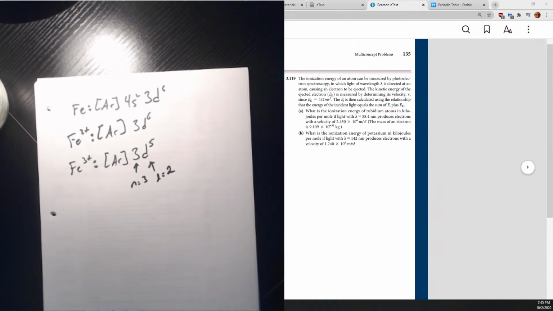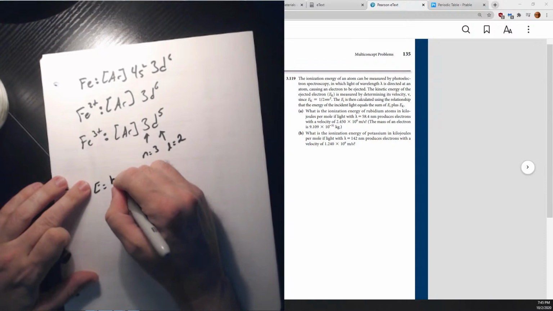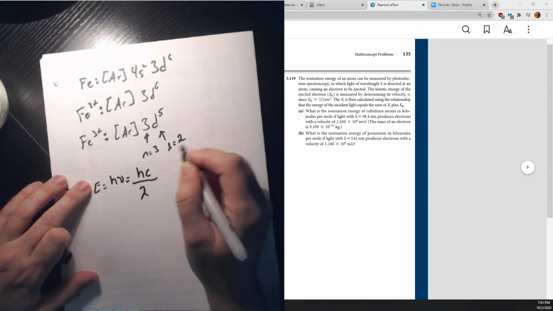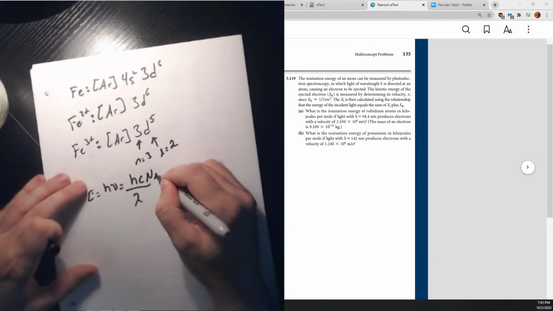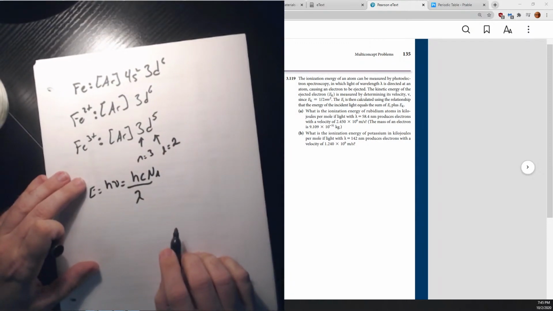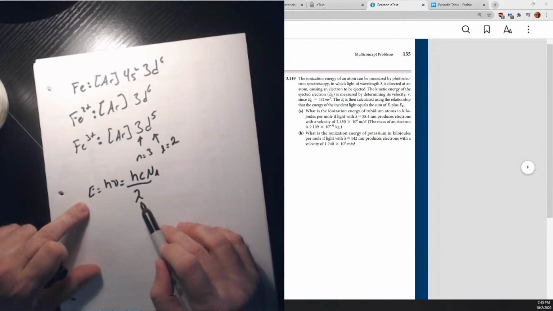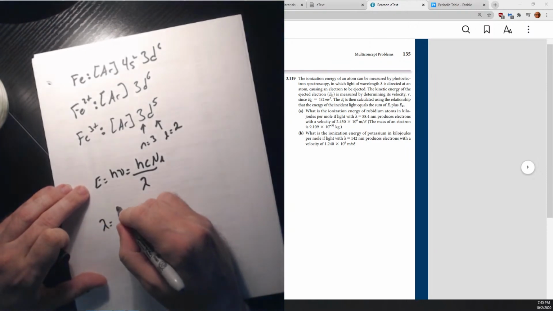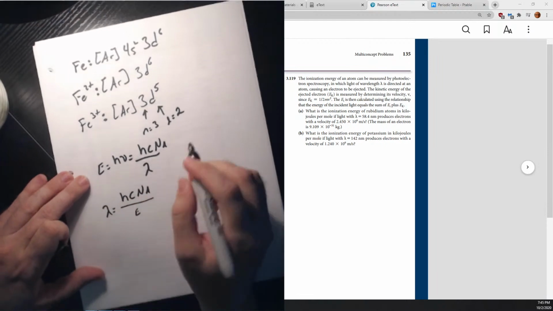2,952 kilojoules per mole. All right, so E equals h nu, or hc over lambda. And then because it's kilojoules per mole, we have to throw Avogadro's number in there. So we have the energy, we have h, we have c, we have Avogadro's number. We're looking for the wavelength. So lambda is equal to hc N_A over E.